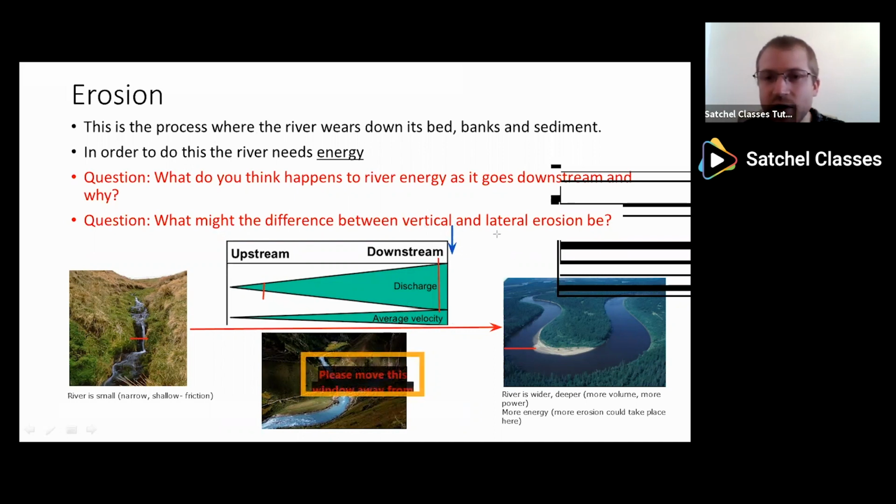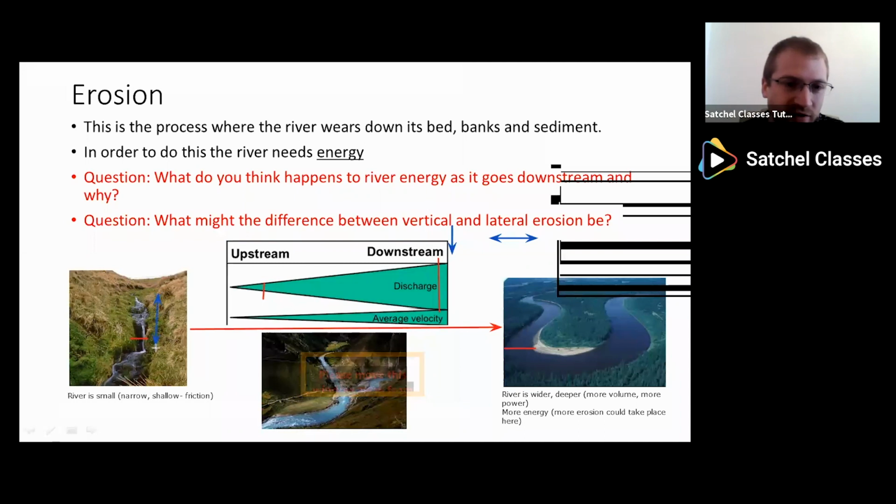Okay, so laterally means sidewards. So lateral erosion is this sidewards erosion. This is another form of erosion that will change. Now, when the river is in the upper course, its aim is to get down to sea level.